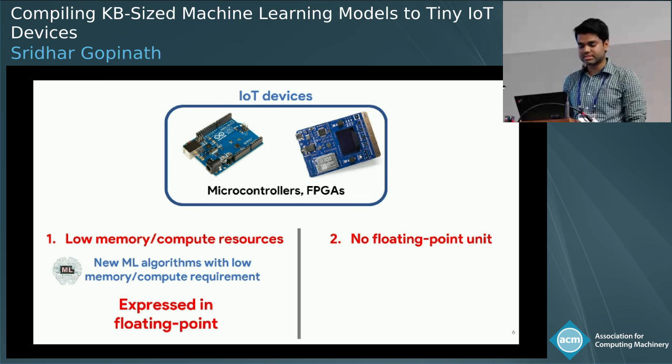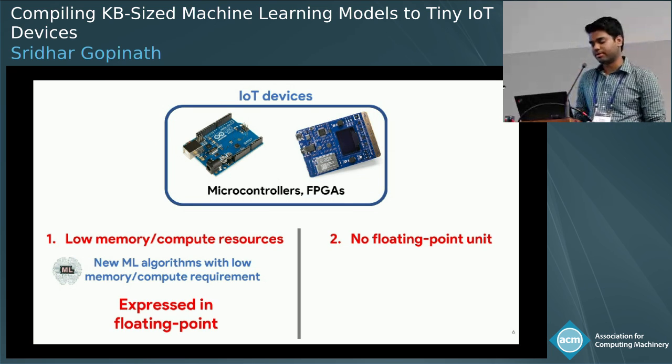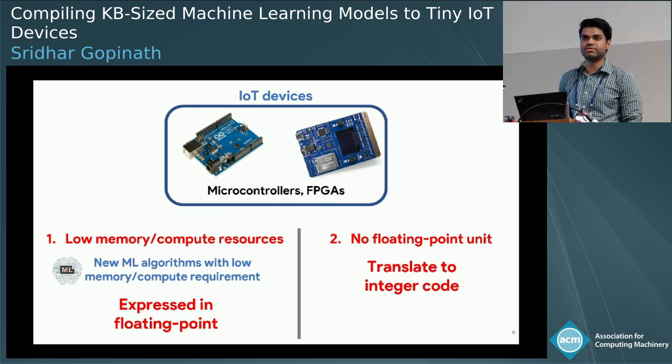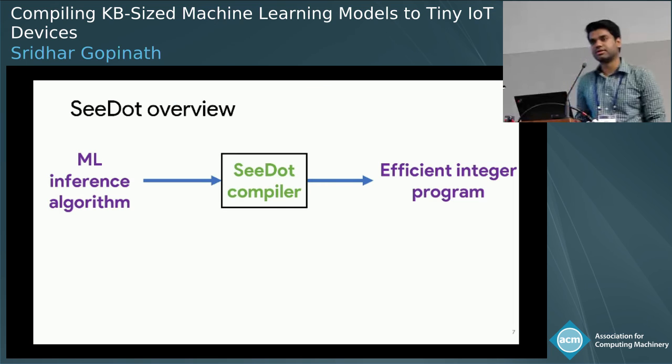However, even these algorithms are expressed in floating point. So how would you take a floating point machine learning algorithm and implement it on a device which doesn't have any floating point unit? You can manually translate it to integer code. This is a very tedious task that no one wants to do, and it incurs a lot of developer overhead. This is where SeeDot comes in.